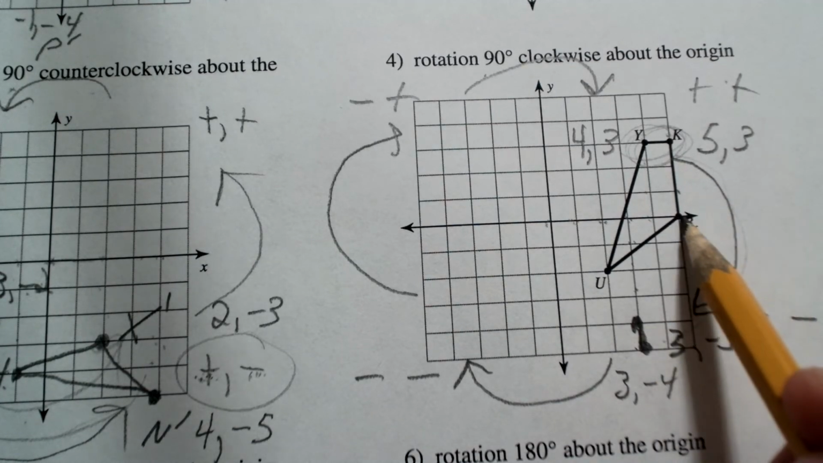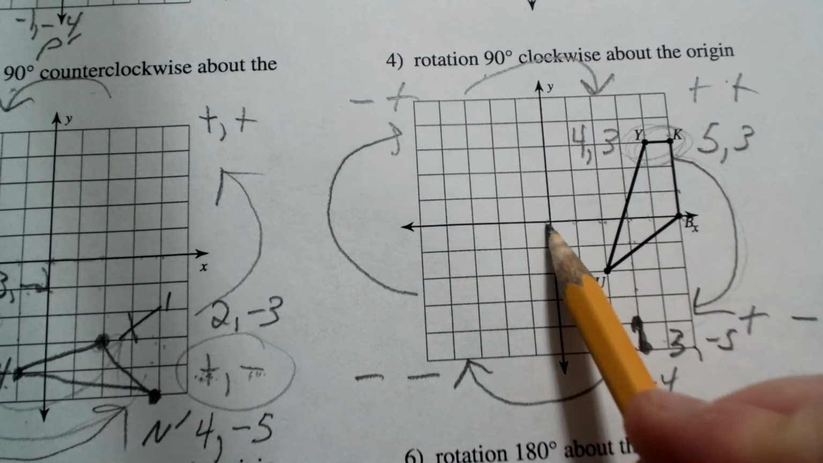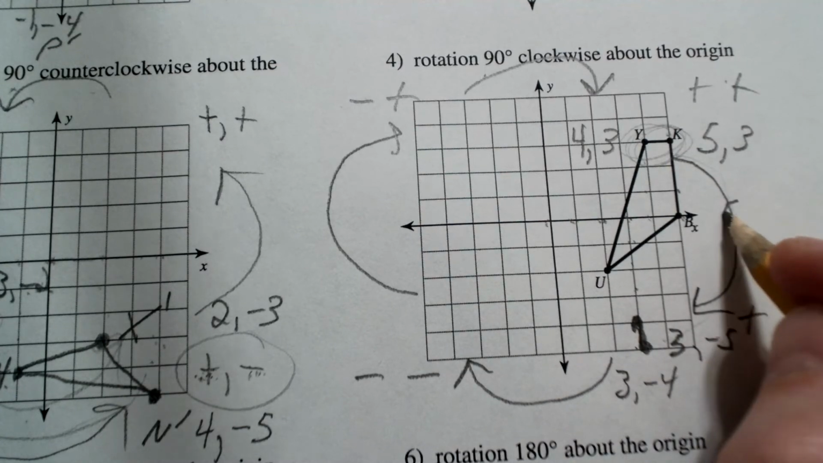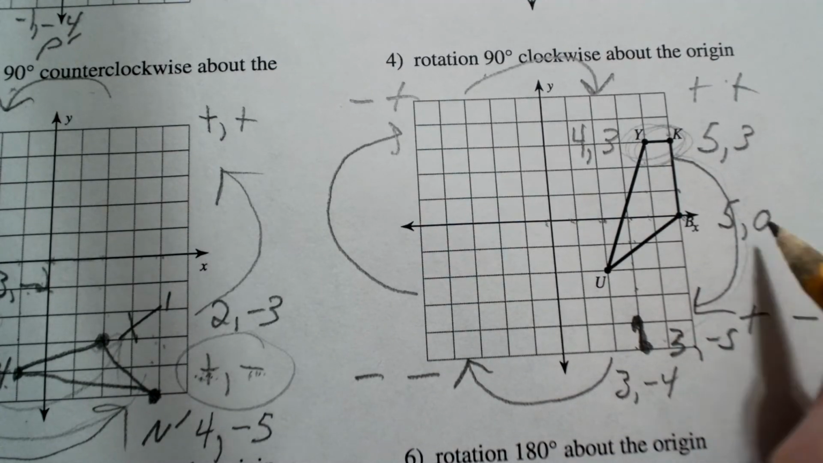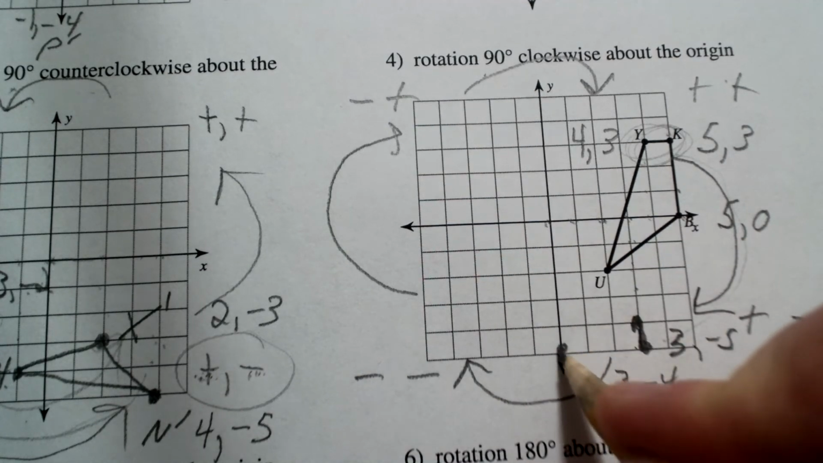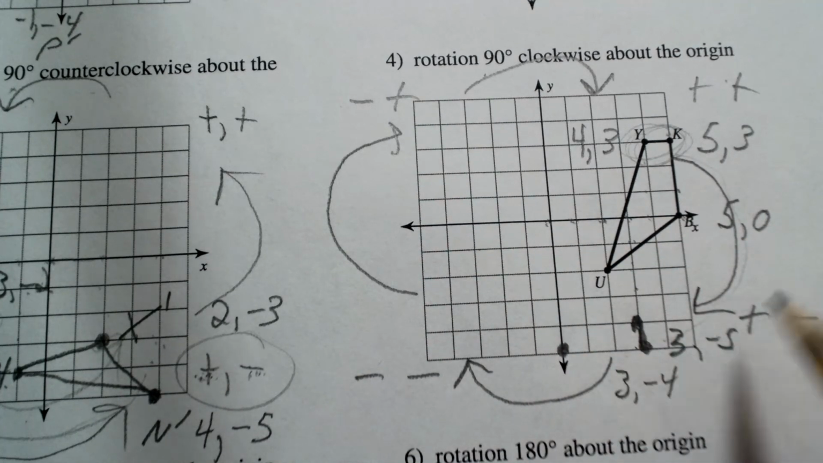And then, let's see here, this one is on the axis, so all I'm going to do is take this down the other axis. 1, 2, 3, 4, 5. So 5, 0 becomes 0, 5. 0, or 0, negative 5, I should say. 0, negative 5.